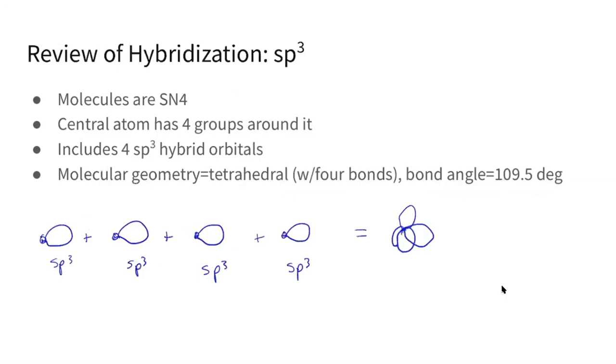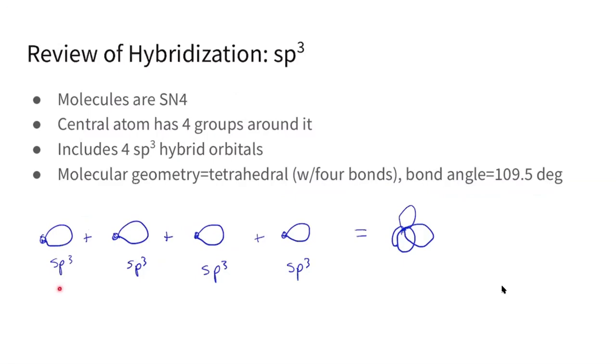So our last hybridization scheme that we need to talk about is sp3 hybridization. The molecules are going to have a steric number of 4, so the central atom has 4 groups around it. It includes 4 sp3 hybrid orbitals, and they are arranged in a tetrahedral shape.